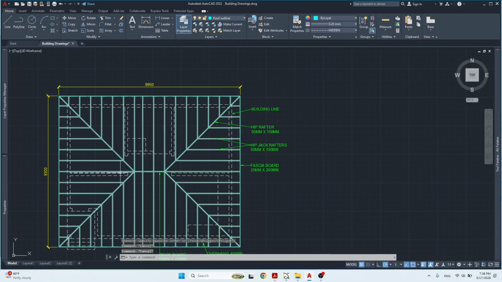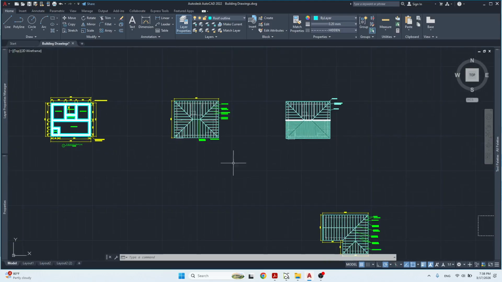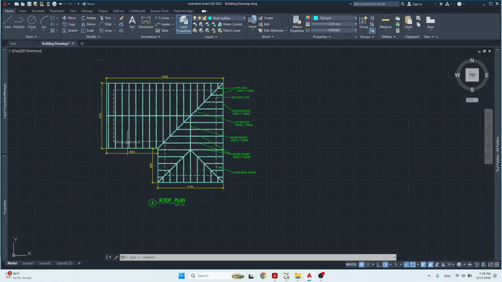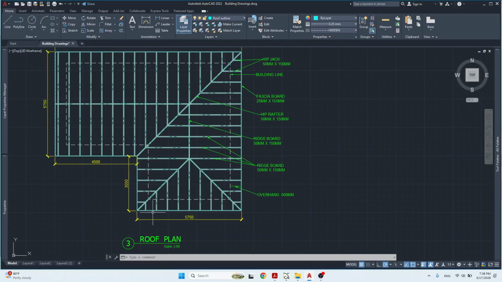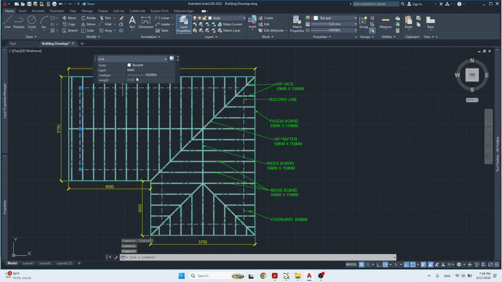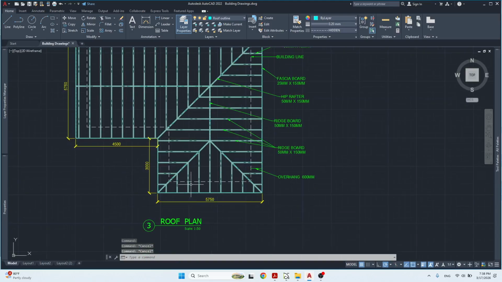So this is a symmetrical roof. It's a rectangle, pretty straightforward. But what if the building had a turn in it? How then would you approach it? Now, in this example, we see that this side of the building is 5750, and this side of the building is 5750, which means that the length of this wall right here is 4500, and then the length of this wall right here is also 4500.